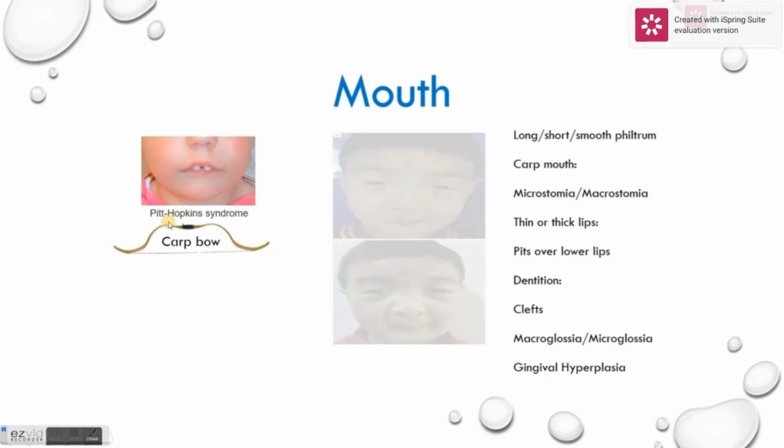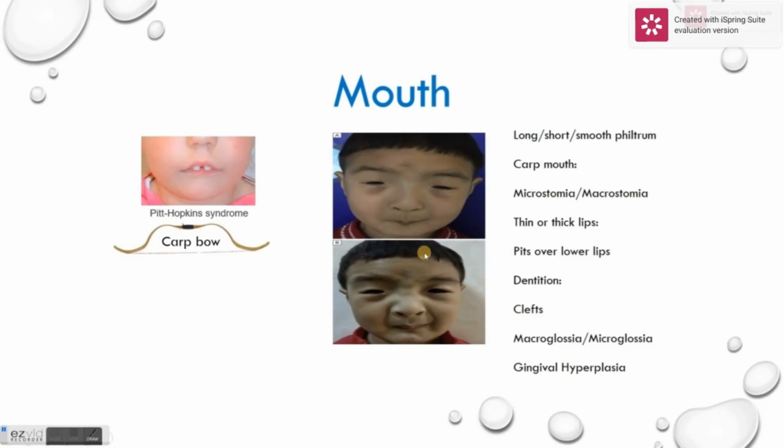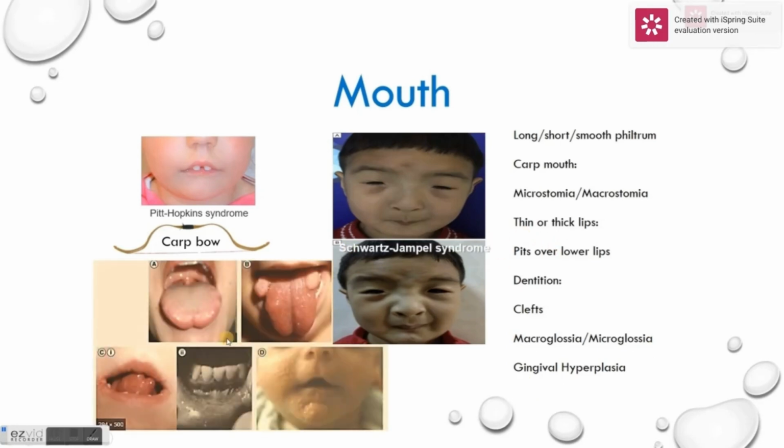Is a descriptive word for the face. This is whistle face. Microsomia, macrosomia, dentation, clefting, microglossia, hyperplasia. These are important. This is for Schwartz-Jampel. This is another syndrome.